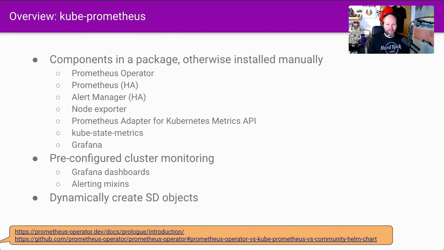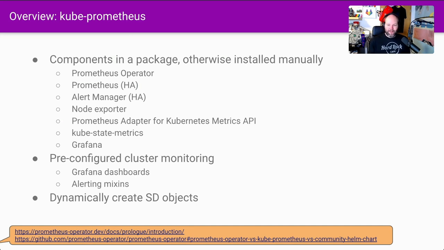So Kube Prometheus uses the Prometheus operator to install Prometheus in a high availability setup, next to the Alert Manager, next to node exporters. It also adds a Prometheus adapter for the Kubernetes metrics API, so you don't need the metrics server anymore. You also get Kube state metrics pre-installed. We will see in a bit what it does, and Grafana to have dashboards and views available.